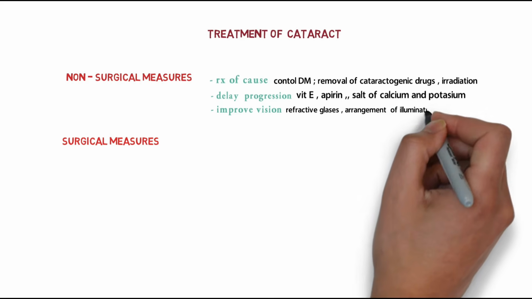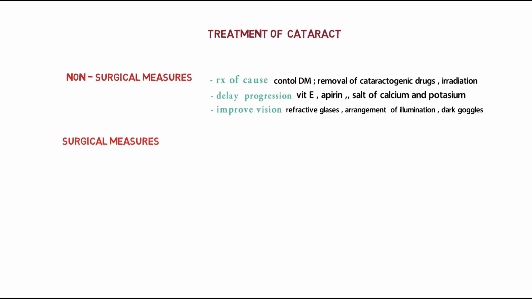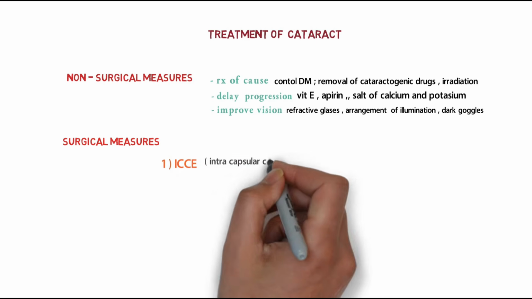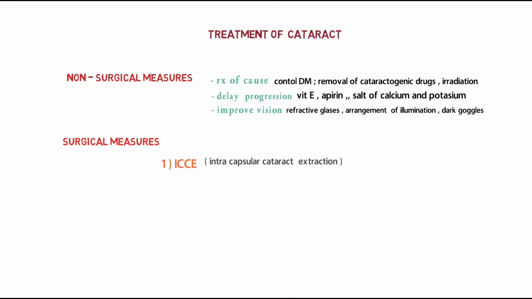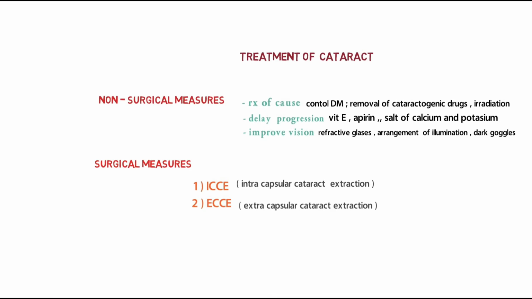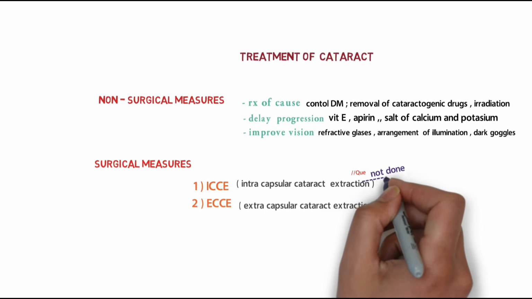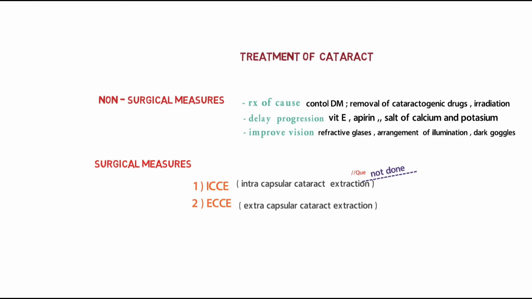In surgical measures, we have two surgeries. The first one is intracapsular cataract extraction, that is ICCE, and the second one is ECCE, that is extracapsular cataract extraction. We are not using intracapsular cataract extraction nowadays. This question can be asked in your vivas or in your examinations. Nowadays, we prefer extracapsular cataract extraction.